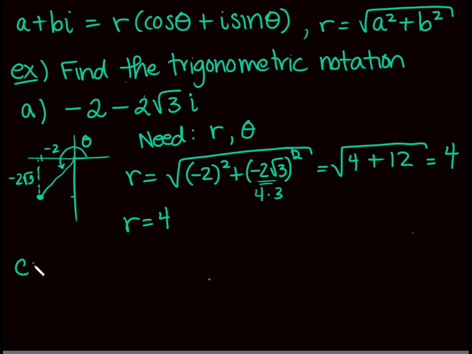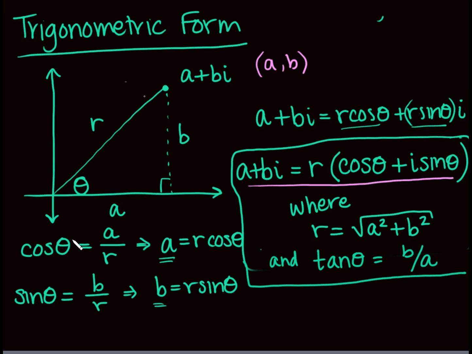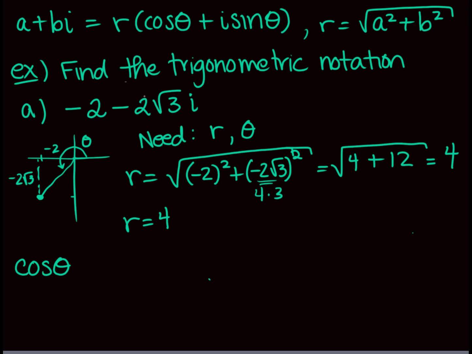So what do I know? I know that cosine of theta, now you can go back to here and remember that cosine is a over r, or I could just look at the triangle that I've created, right? I know that this is 4. So what do I know the cosine is? I know cosine is x, so that would be -2 over my r, which is 4. So I want to find an angle in the third quadrant whose cosine is -1/2.